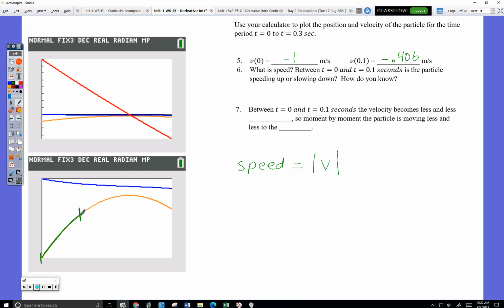Is the particle speeding up or slowing down? It's slowing down. How do you know? The velocity is getting less and less negative. Or some people prefer to say the velocity is getting closer to 0. That also is an indication that the particle is slowing down. So, either way. Questions?